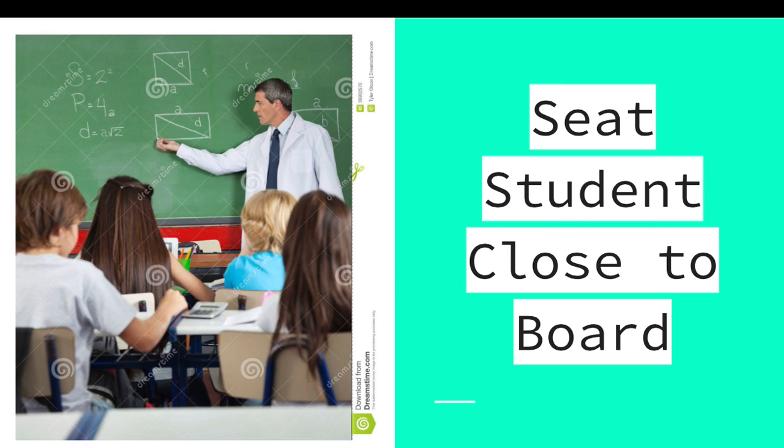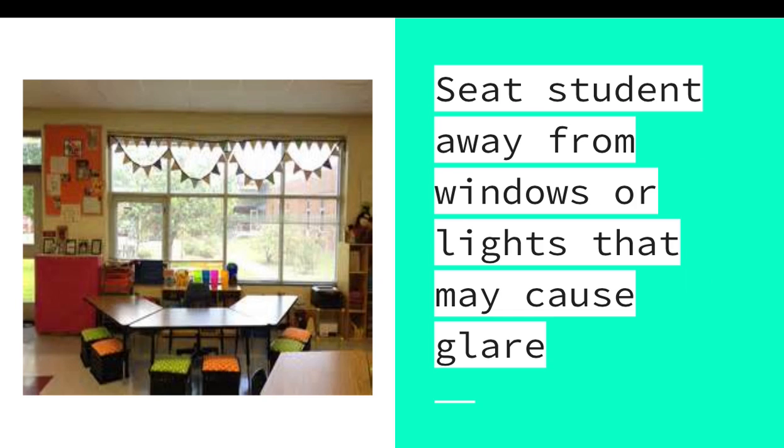Students should also be seated close to the board so that they can easily see anything that is written and, again, avoid any eye strain. And this would also prevent them from missing out on any important information that they would otherwise miss out on if they were seated in the back of the room. The student should also be seated away from any windows or lights that may cause any glare.